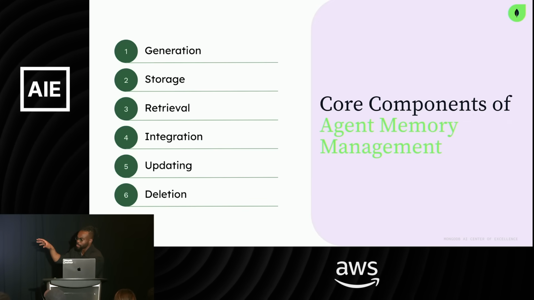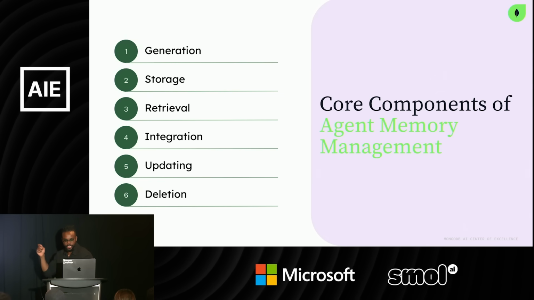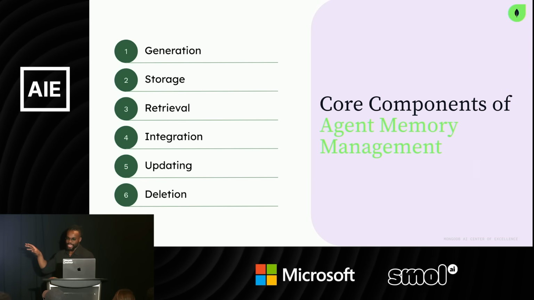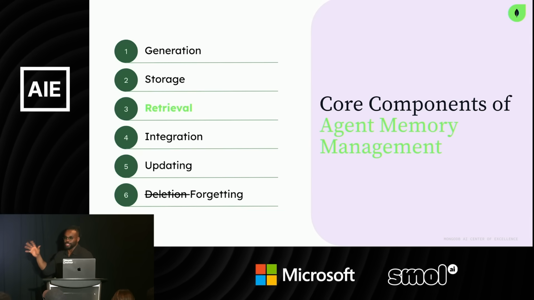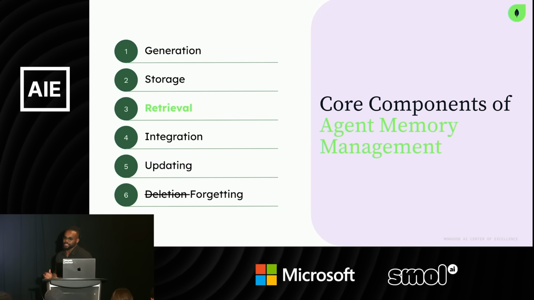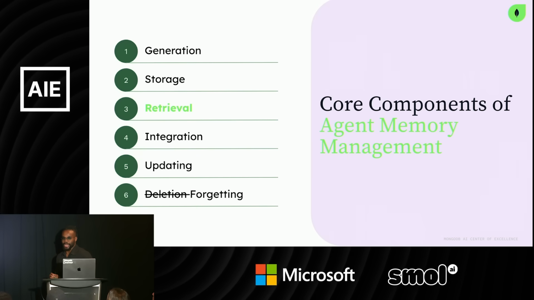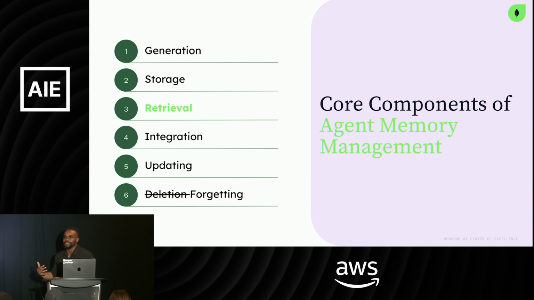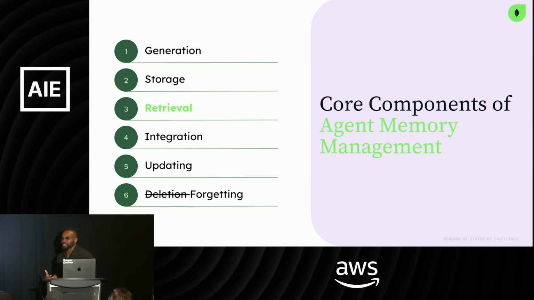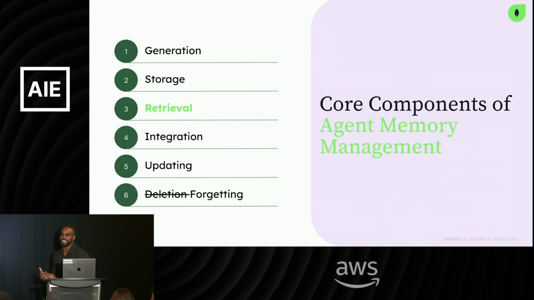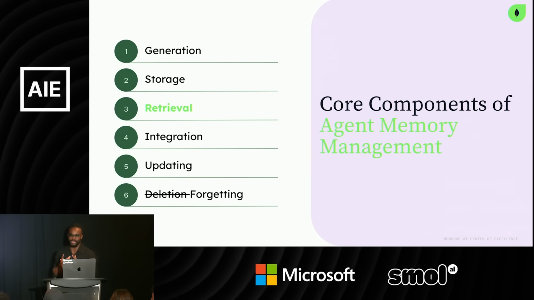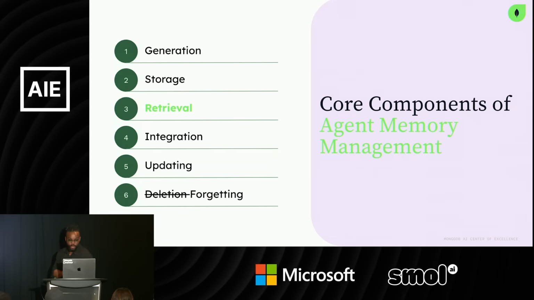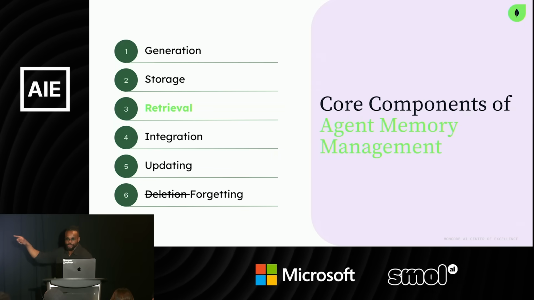So these are the core components of memory management: generation, storage, retrieval, integration, update, and deletion. There's a lie here, because you don't delete memories. Humans don't delete their memories, except if it's a traumatic one and you want to forget. But we really should be looking at implementing forgetting mechanisms within the memory management systems that we're building. You don't want to delete memories. And there are different research papers looking at how to implement some form of forgetting within agents. But the most important bit is retrieval.